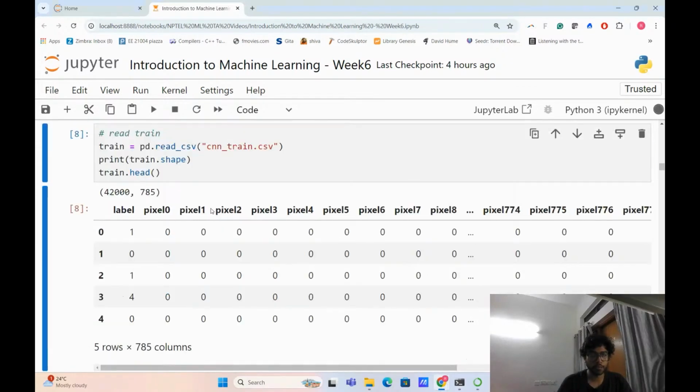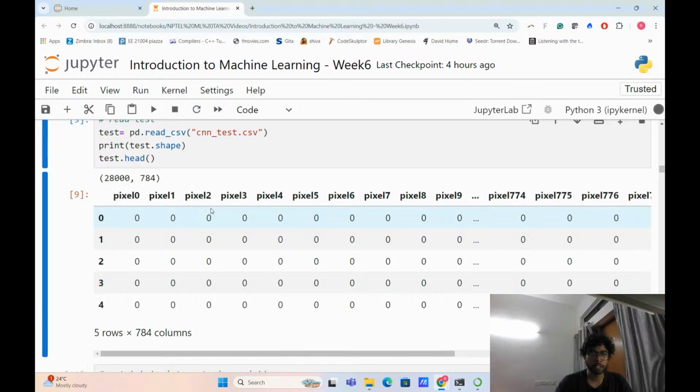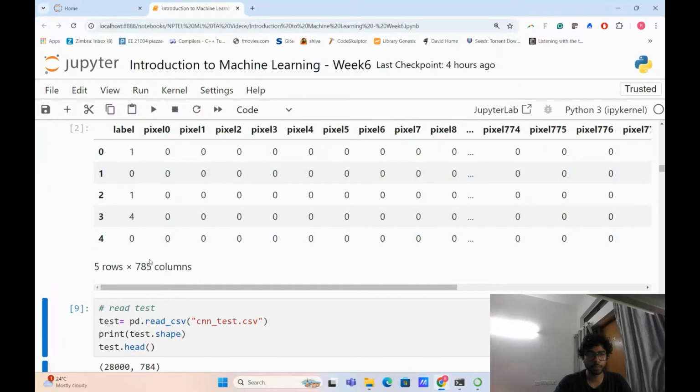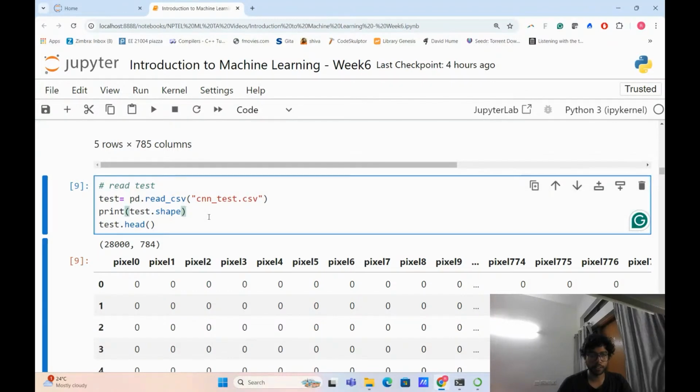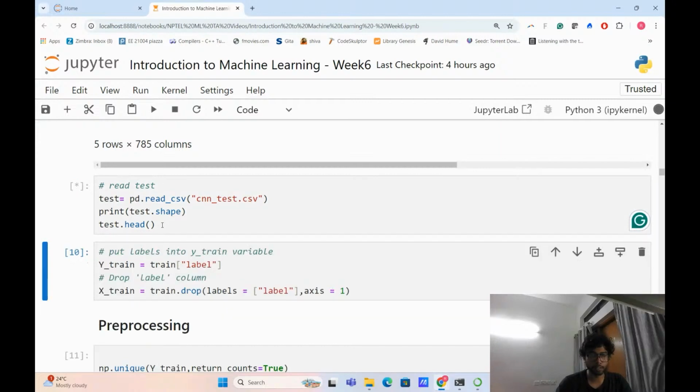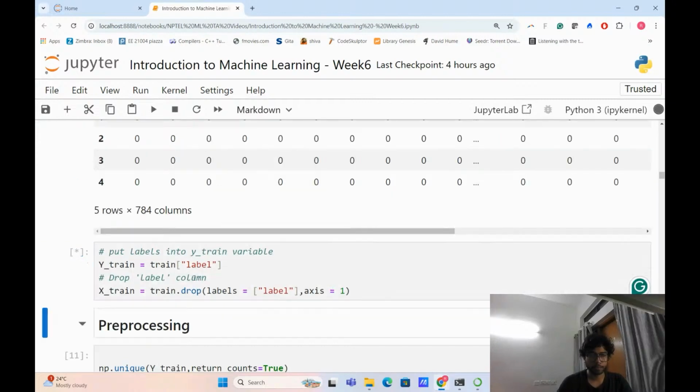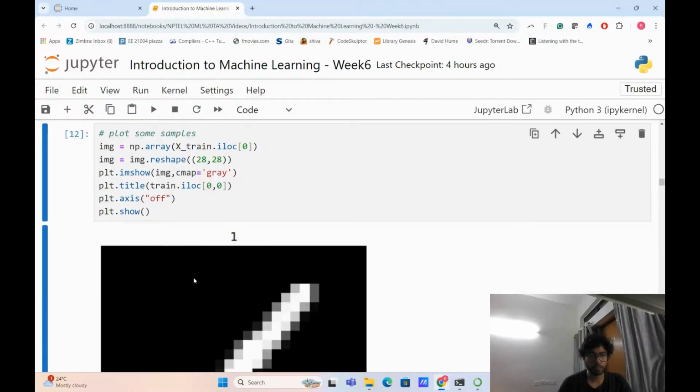So here you start with first reading the data. As I said, this is the MNIST data. You have these pixel values, 784 pixels, right? And you have 42,000 images. In your testing data, you have 28,000 images of 784 pixels each, right? Okay. So these are some pre-processing steps.